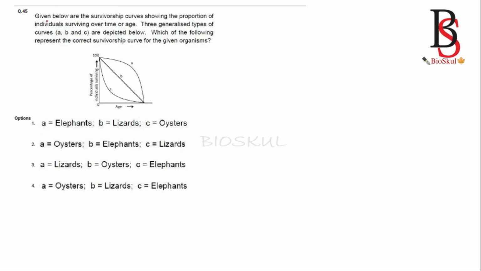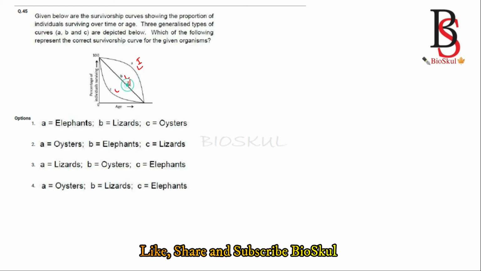Okay. This is a very simple and easy question. You can answer it without reading the question also, right? So it is a survivorship curve. It is asking about the animal present in A, B and C. A represents the type 1 survivorship curve. This one is the type 2 survivorship curve and this is the type 3 survivorship curve.